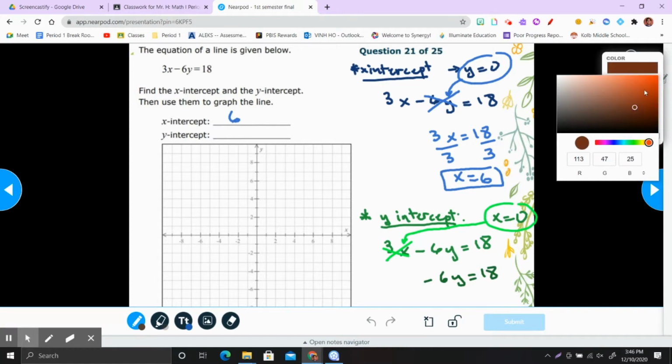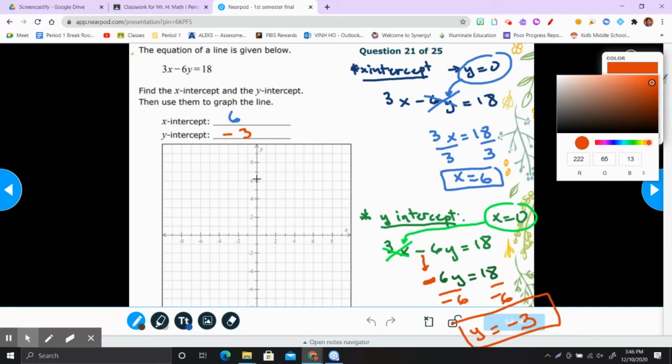A lot of people will make a mistake on this. Most students forget to bring down the negative sign. So please take a note for yourself to make sure you bring down the negative sign. Okay. Then after that, we solve for y by dividing by negative 6 on both sides. Then y equals negative 3 as the answer. That is the y-intercept, negative 3.